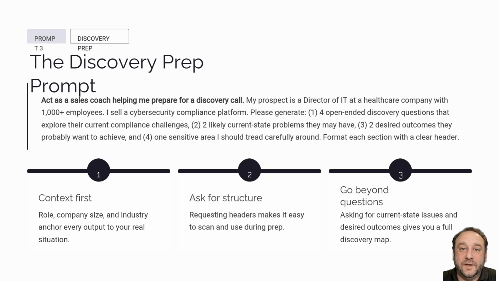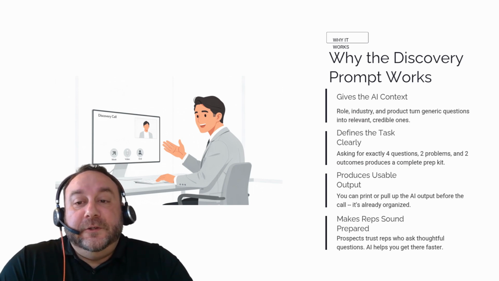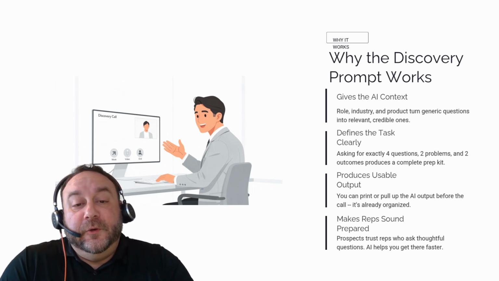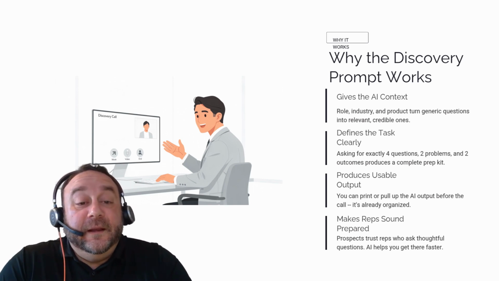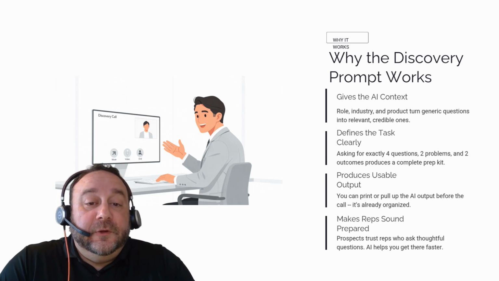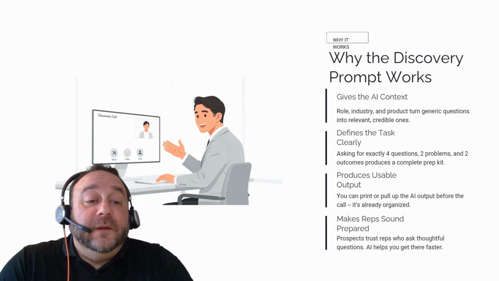A strong prompt may also ask for likely areas of resistance, common blind spots, or themes worth exploring during the call. The result is not a script. It is a more thoughtful prep tool that helps you sound more informed and intentional. This prompt works because it gives the AI the full context of the conversation. Discovery questions are only useful when they are tied to a role, a problem, and a business situation. If you just ask for good discovery questions, the output is usually too broad to be helpful.